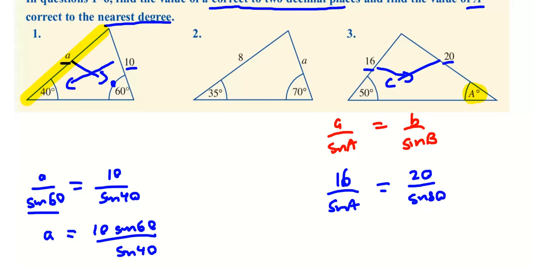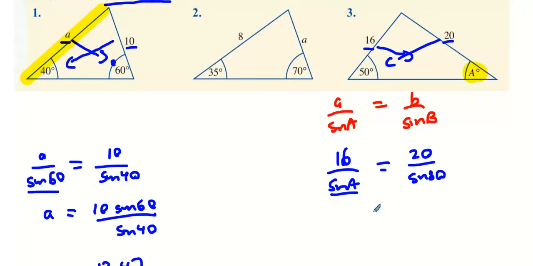Now here's what we're going to do. We want to get sine A on its own. Sine A is division on the left, which makes it multiplication on the right, so we get 20 sine A. The sine 50 is division on the right, which makes it multiplication on the left. That's why we have 16 sine 50.